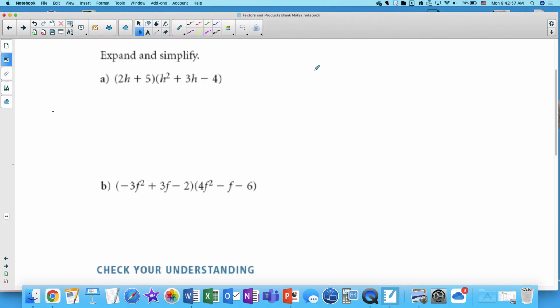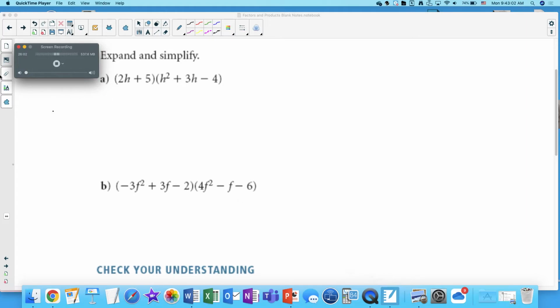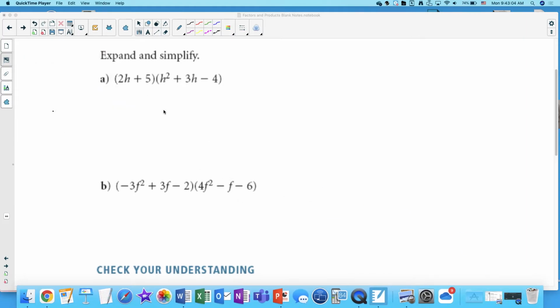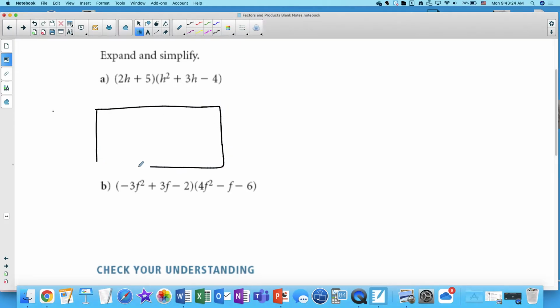So we can actually use both strategies to do this. We can use distribution, or we can use this box method. If we were to use a box, what would the dimensions of the box have to be? 2 by 3, right, because this is 2 terms, this is 3 terms. Okay, so I'm going to set that out for myself. Right, and along here, this is the 2-term piece, 2h plus 5. And then along here, I'm going to have h squared plus 3h minus 4.